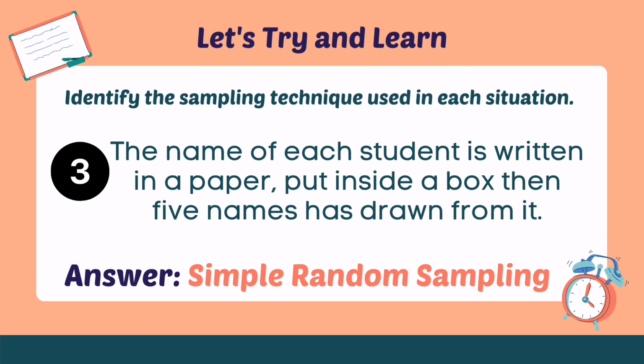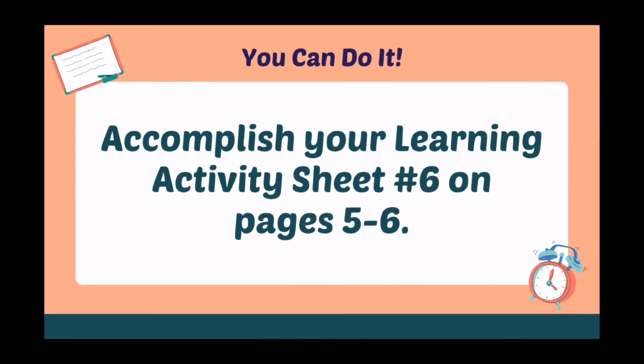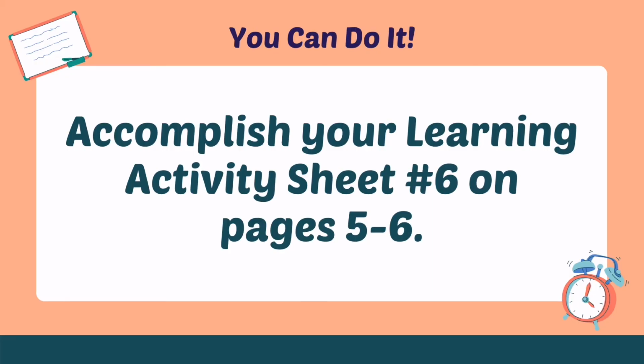Congratulations, you did it! I think you are now ready to summarize our lesson. First, we have what is random sampling. Next, name some random sampling techniques that we have learned. So for practice, you can accomplish the learning activity sheet number 6 on pages 5 to 6.